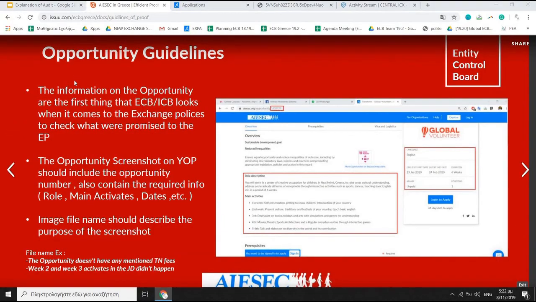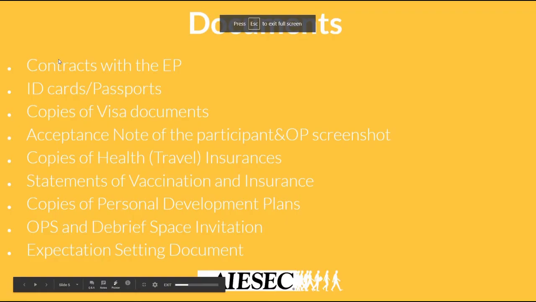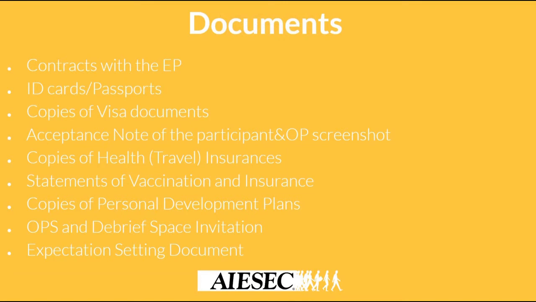So let's continue. Copies of health insurance. Again, once the EP has the health insurance, once he buys it, he needs to send you a copy of it. This goes with visa as well. If your EP doesn't have a visa or health insurance yet, make sure you can provide any kind of document that proves that you have informed the EP that he needs to have this and it's mandatory, and that you are tracking the process.